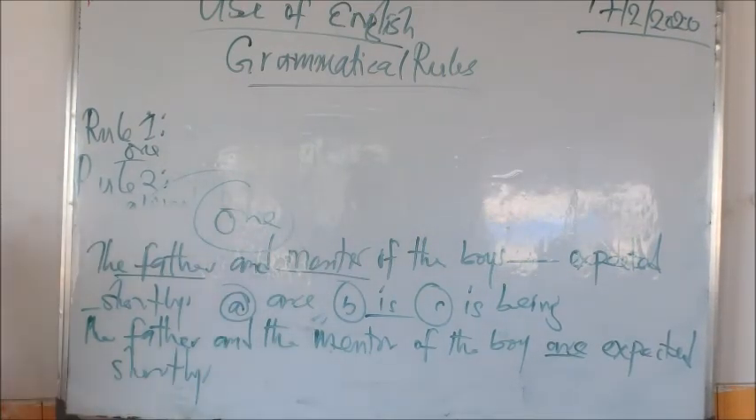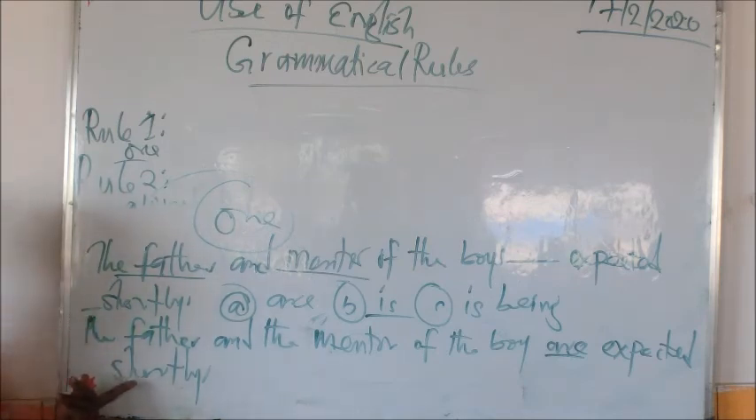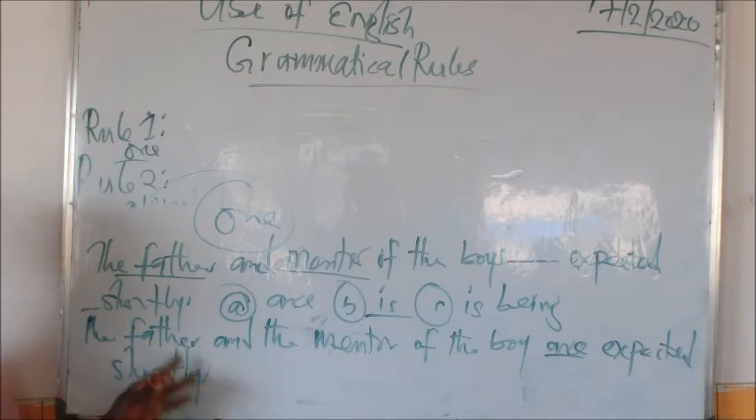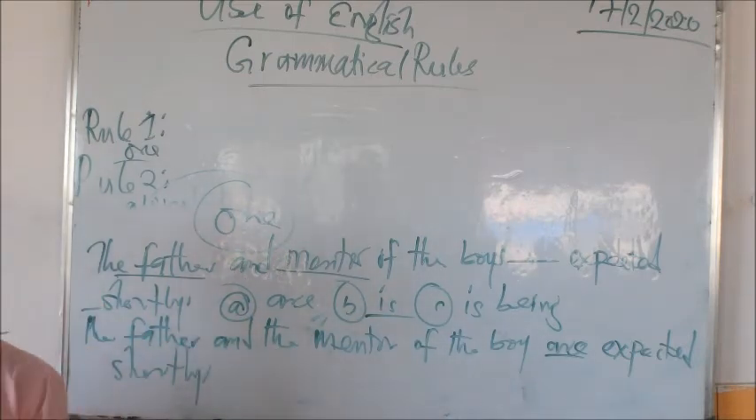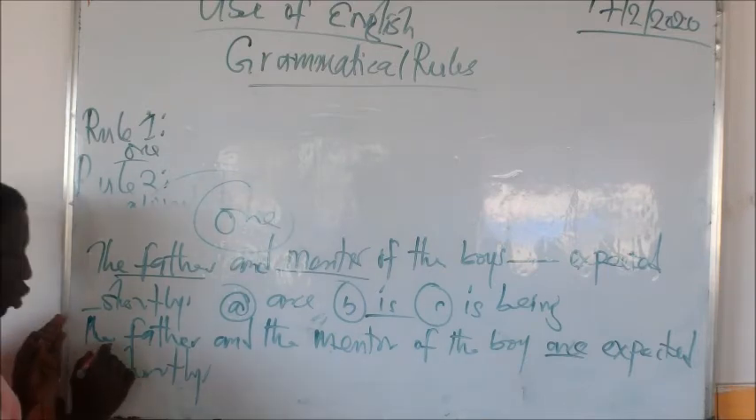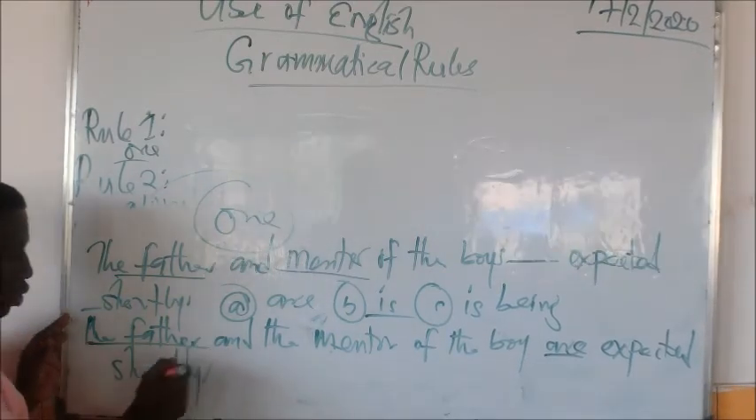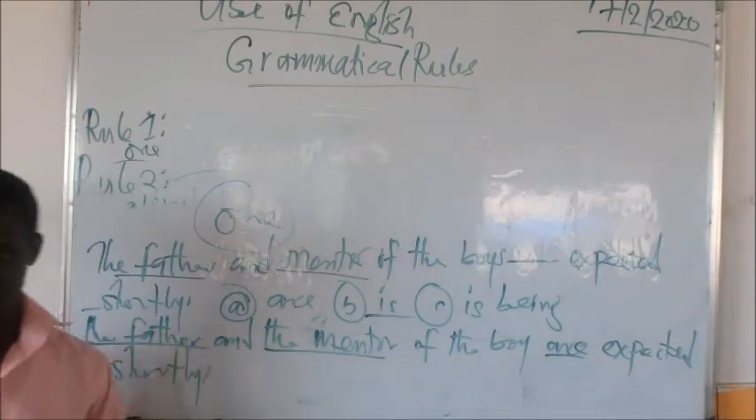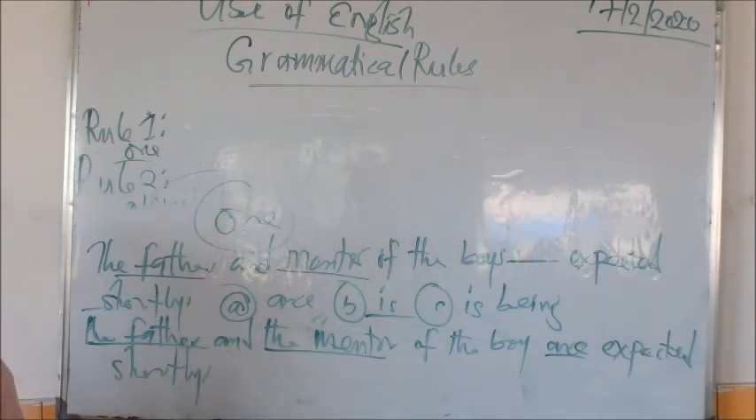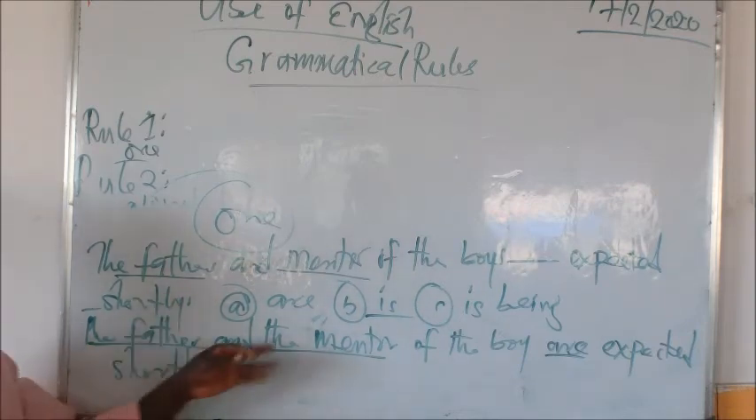They are not the same. Here we have the father and the mentor, two different subjects. So in this structure, the father and the mentor are two different persons. That is contextual structure. The father and the mentor.